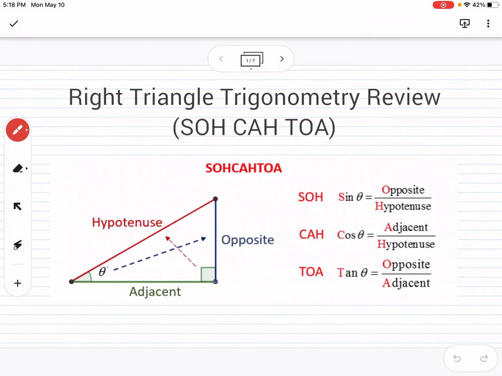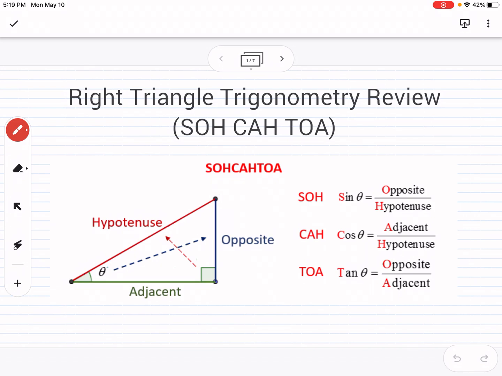In this video, we'll be reviewing right triangle trigonometry for your review assignment. Not only is it a regular assignment, but you can also use it to catch up on trig if you missed some of the previous lessons. This is a mixed review over SOH CAH TOA.